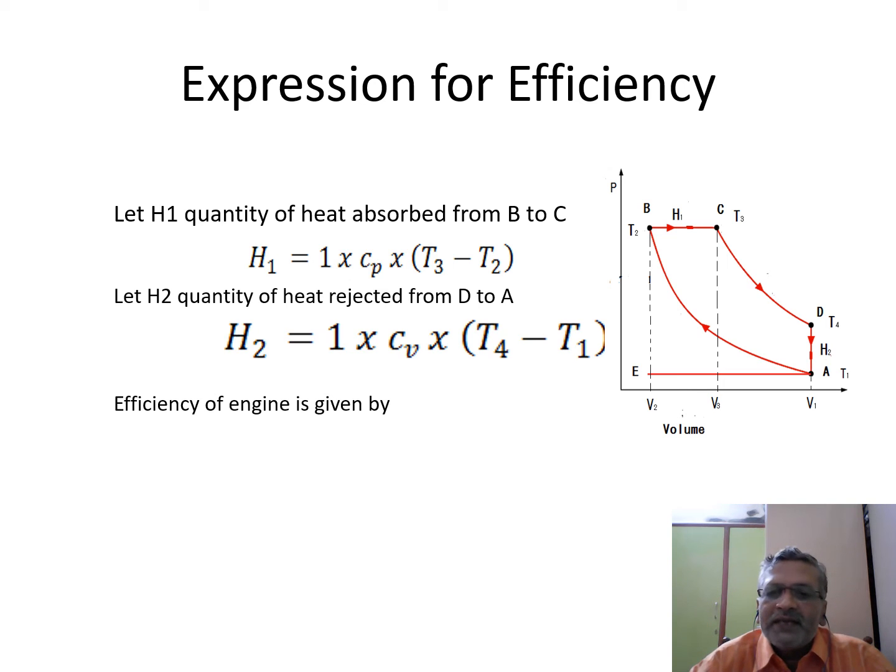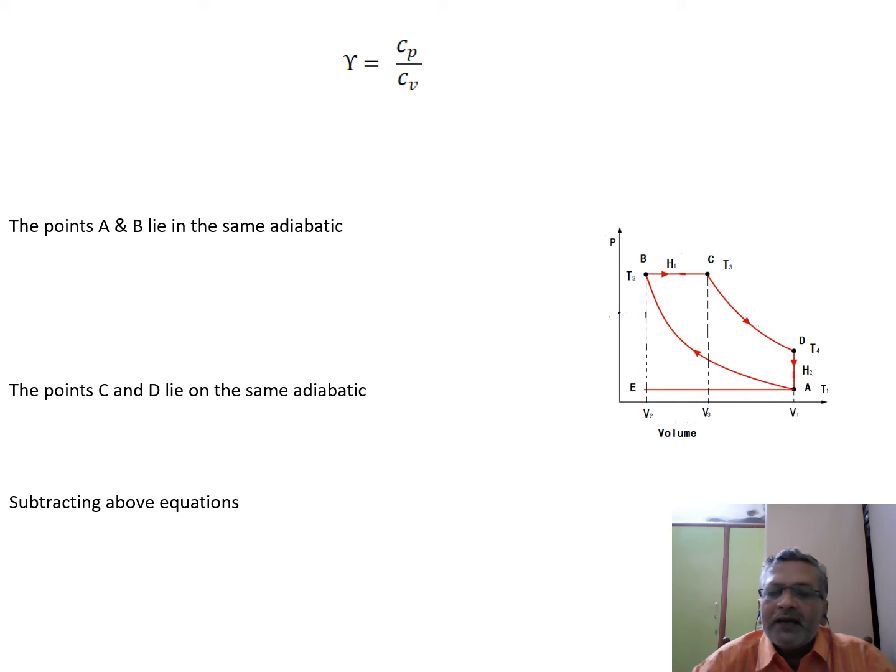We know the efficiency of any engine is given by eta is equal to 1 minus H2 upon H1. Substituting H1 and H2 from the above equations into the efficiency equation, we get eta is equal to 1 minus Cv into (T4 minus T1) divided by Cp into (T3 minus T2), where gamma is the ratio of the specific heat at constant pressure to the specific heat at constant volume, and it is a constant, equal to 1.4.